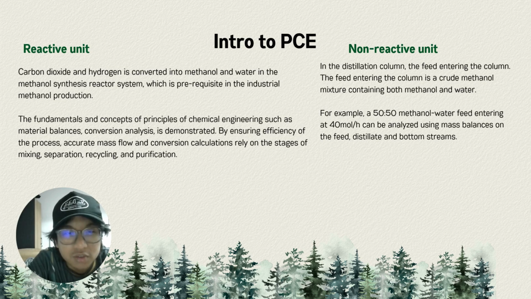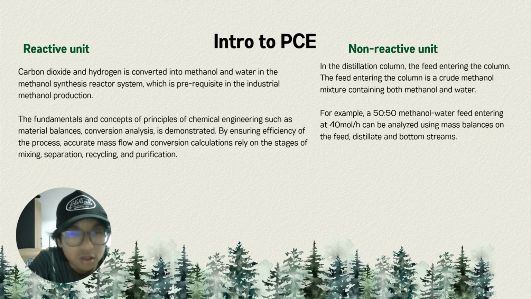So for the introduction to PCE, the reactive unit consists of both carbon dioxide and hydrogen, which is then converted into methanol and water in the synthesis reactor. It is also a prerequisite in methanol industrial production. The fundamentals and concepts of principles of chemical engineering, such as material balances and conversion analysis, are demonstrated by ensuring efficiency of the process. Accurate mass flow and conversion calculations rely on the stages of mixing, separation, recycling, and purification.